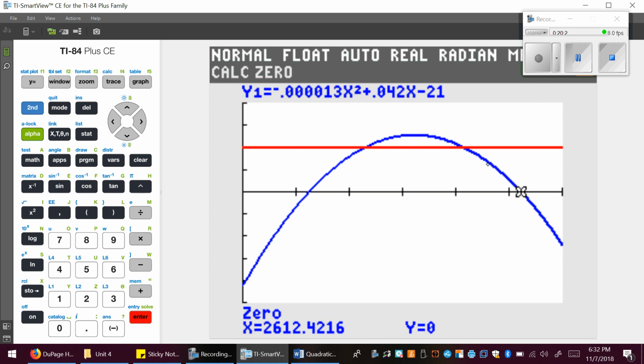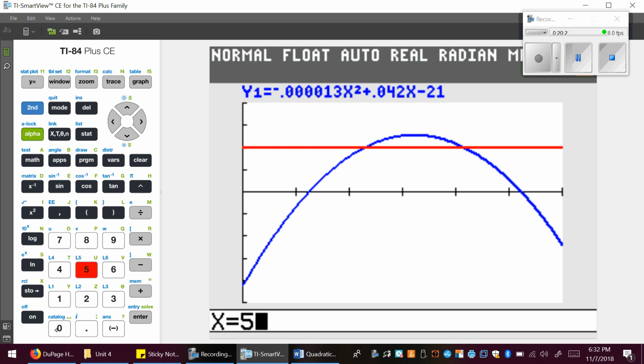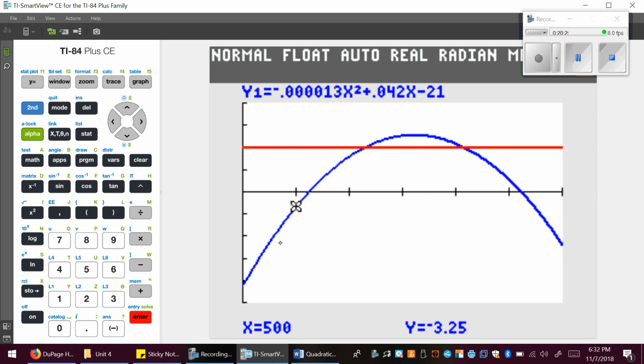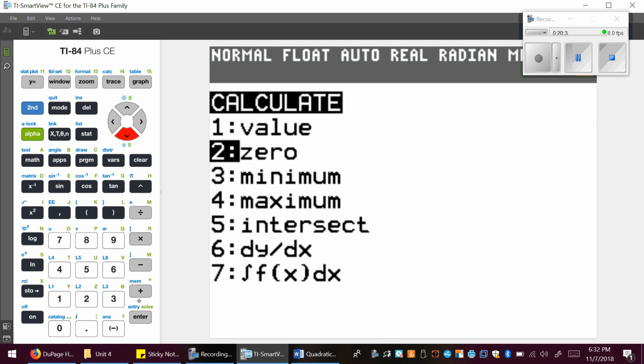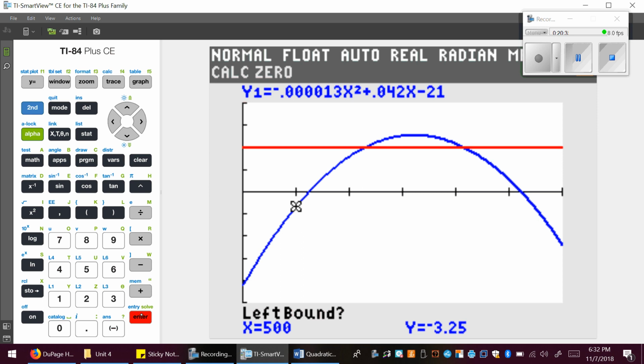And it takes me forever to scroll on this computer screen, so I'm going to hit trace and type in 500 so I can get a little bit closer to this other x-intercept over here. So second trace, select 0. My cursor is currently to the left of it, so I hit enter. I scroll over to the right of it, hit enter, and hit enter one more time. 618.3.